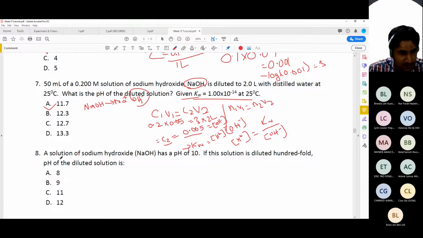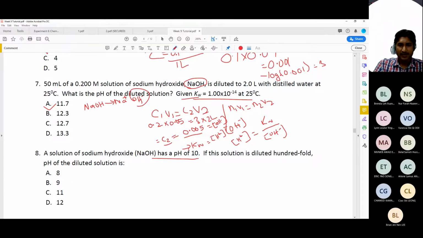Question number 8 says a solution of sodium hydroxide has a pH of 10. If the solution is diluted 100-fold, what will be the pH of the diluted solution? It has a pH of 10 and I am diluting it 100-fold. So will I get 10 over 100, 0.1? Do I get a pH of 0.1, or does the pH increase or decrease, or what happens?